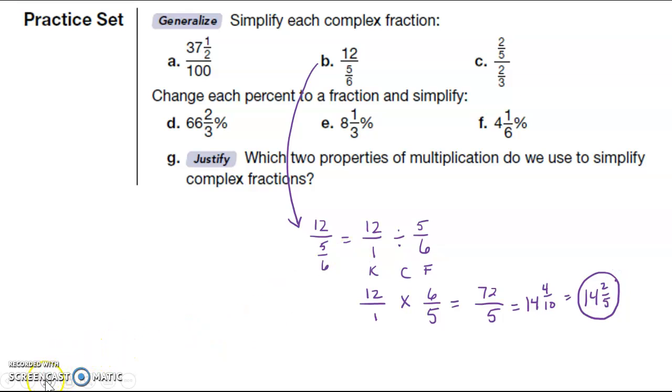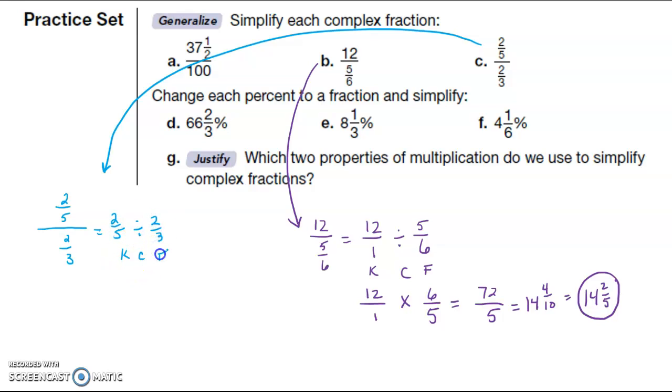Let's go ahead and do C. I'm going to choose a different color. This is just division. This is just dividing fractions. So I have 2/5 over 2/3, which is equal to 2/5 divided by 2/3. Keep change flip. 2/5 times 3 over 2, 6 over 10. I'm going to divide by 2, which is 3 over 5, and that is my answer.